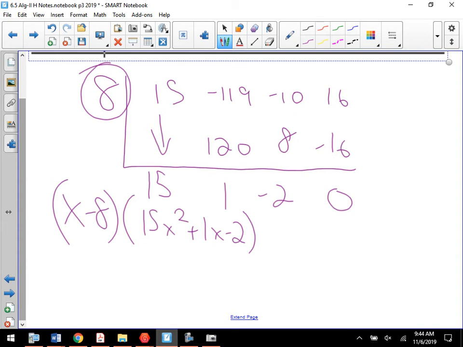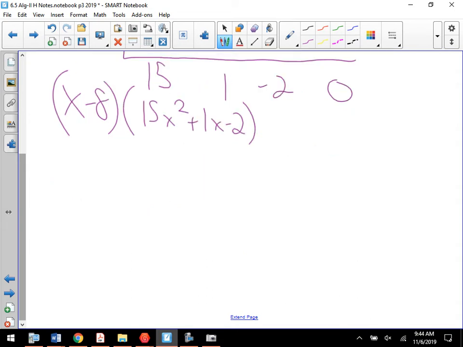What times what is negative 30 that I add together to get positive 1? Negative 5, positive 6. Very good. So this is 15x squared minus 5x plus 6x minus 2.